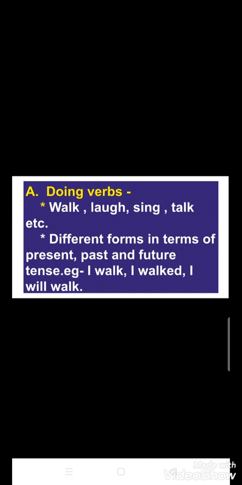In the first example, it was written as I walk, which means it is in the present tense. Then we have modified, transformed it into the past tense, and then it became I walked. And at last I have transformed it into the future tense, where it becomes I will walk. So students, here you can easily notice how a simple doing verb can take different forms in terms of different tenses.